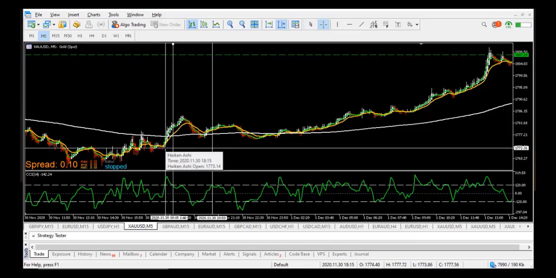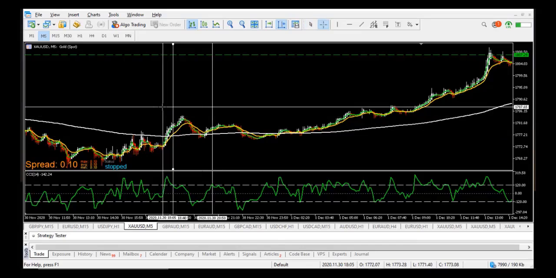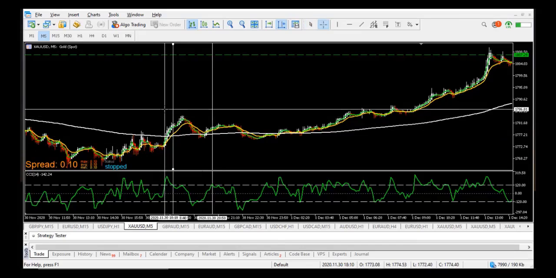Because in the position where the CCI was above the 120, the 4 EMA and the 12 EMA were still below the 200 moving average. So you can't go for a buy trade here. You must wait for the signal to be fully complete before you open a buy trade.